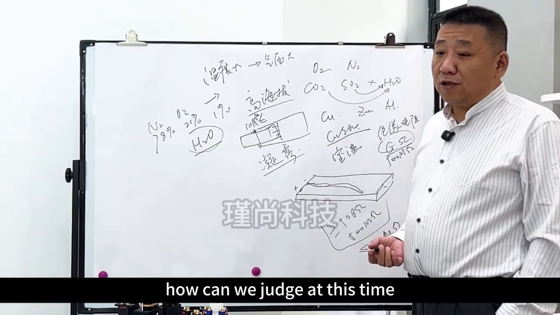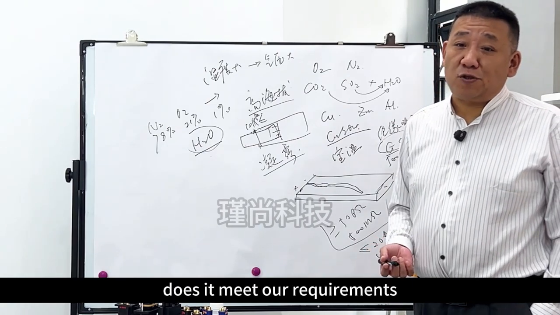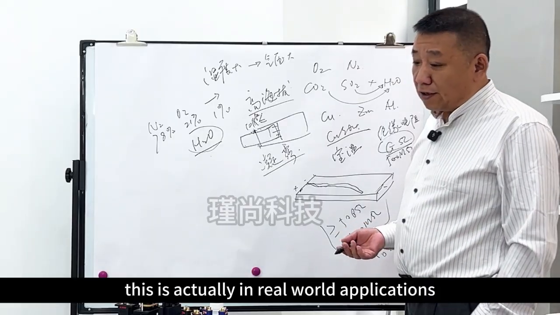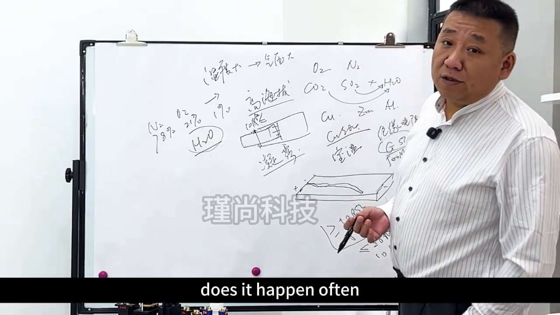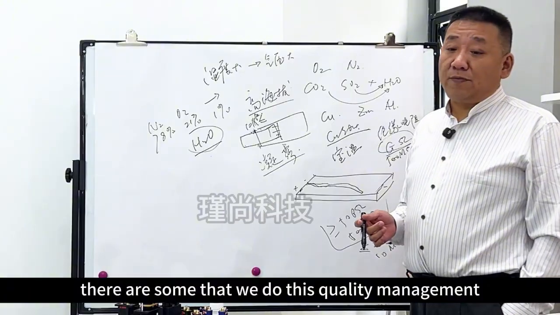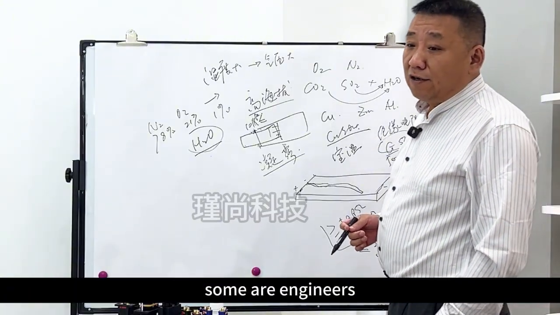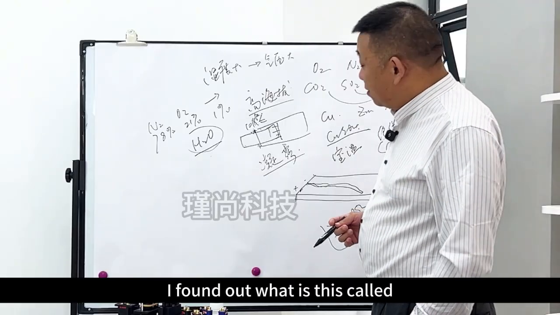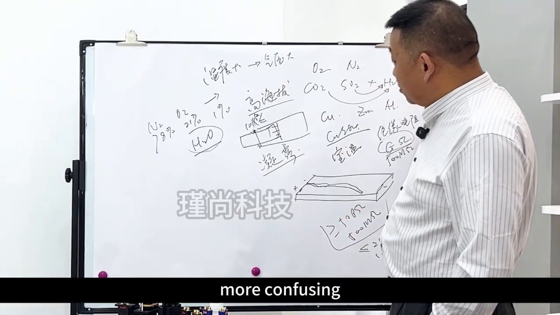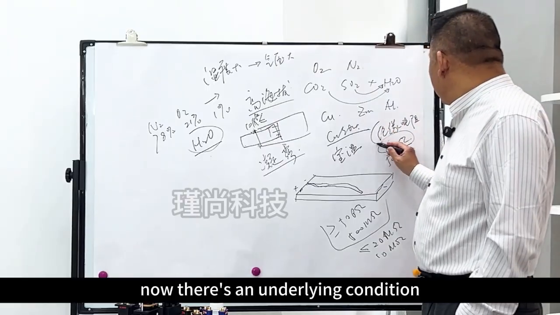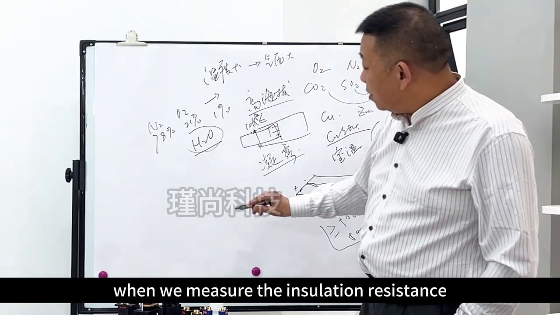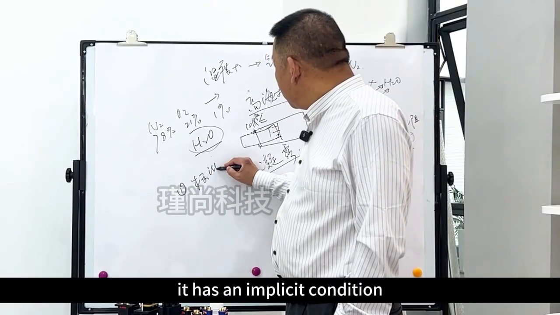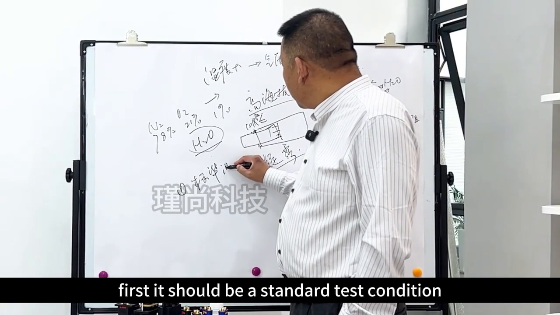How can we judge at this time whether it meets our requirements or does not meet our requirements? Does this happen often in real-world applications? In quality management, some engineers are confused about this. Now, there's an underlying condition. That is to say, when we measure the insulation resistance, it has an implicit condition. First, it should be a standard test condition.